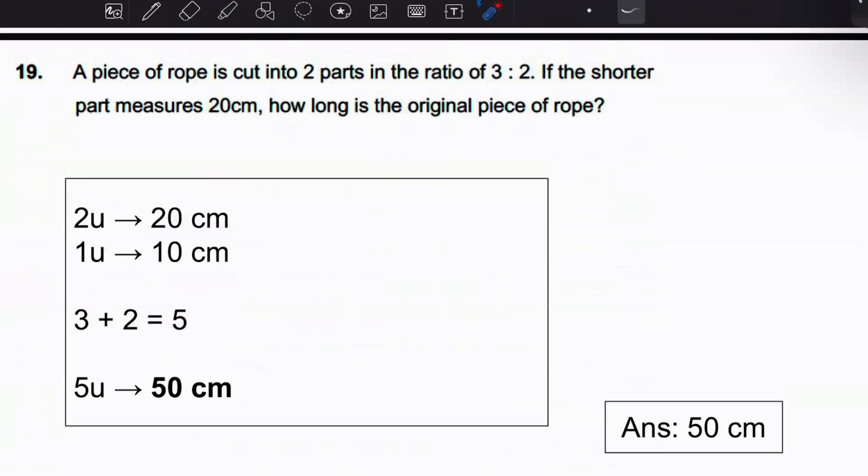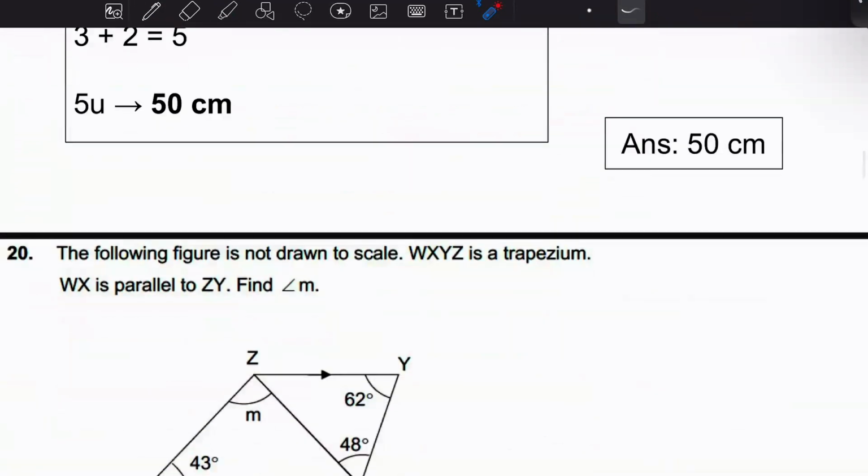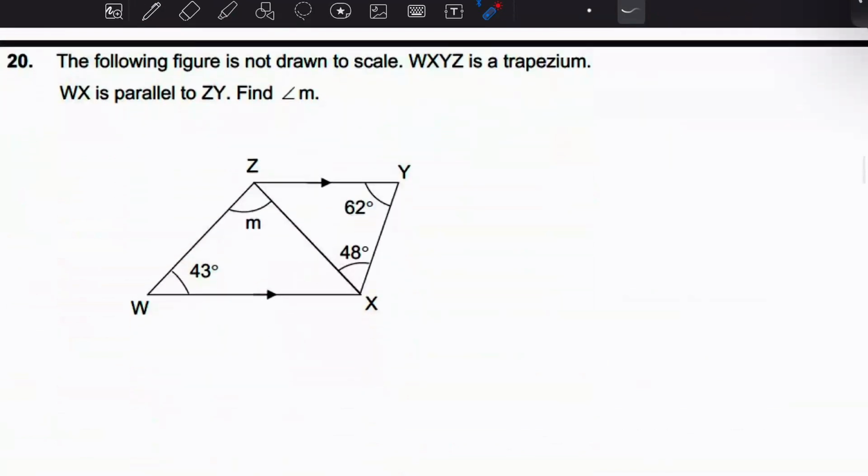How do you get that? 20 divided by 2, you get 10. They want to know how long the original piece of rope is. The original piece of rope is before it was cut into 2 parts. So those 2 parts are 3 and 2 units. 3 plus 2 equals 5. So 5 units is 50 cm. This is your answer. Next question. Question 20. The following figure is not drawn to scale.